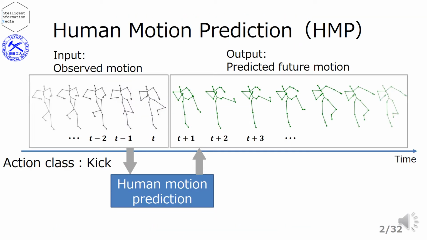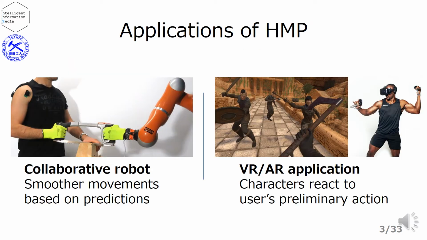Human motion prediction aims at generating future motion based on observed past motion. It takes a sequence of skeletons until time t as input and predicts future frames of skeletons from t+1. Human motion prediction is applicable to many applications such as collaborative robots and VR/AR applications. In such applications, robots and virtual characters can dynamically interact with people based on predicted motions.